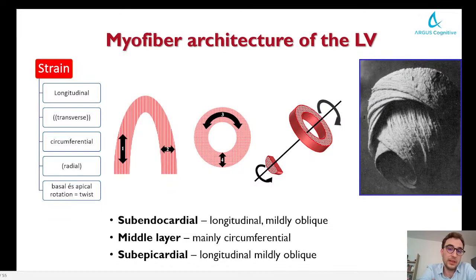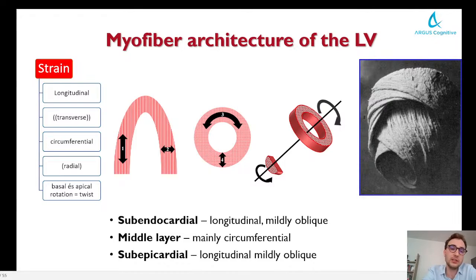And if we examine the myofiber architecture of the left ventricle, it's easy to appreciate why. So this novel approach, the assessment of myocardial strain, the assessment of the different myocardial contraction and deformation directions, really revolutionized echocardiography, because the different layers of the myocardium generate different motion directions.